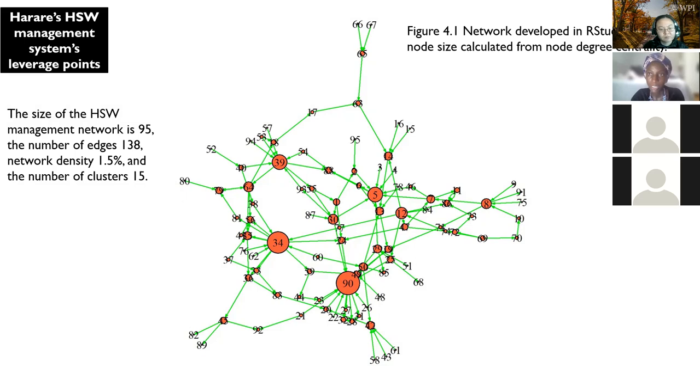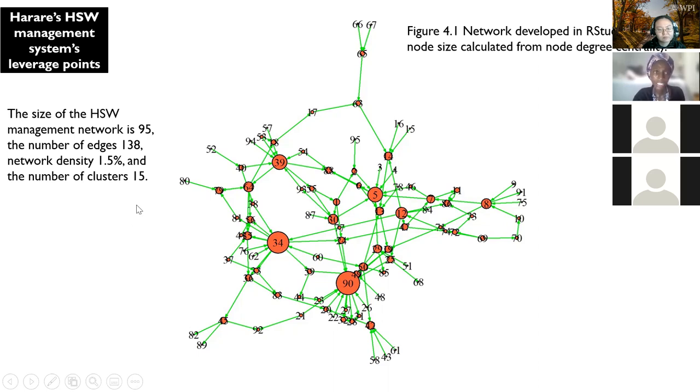This network was developed in R, and the sizes of the nodes show the size of the degree centrality. When we talk about degree centrality, we basically mean how connected a particular node is. Remember, in this instance, every node represents an issue, a household solid waste management issue in Harare, and the edges represent connections between the issues. So the degree centrality shows how immediately connected a particular node is to others.